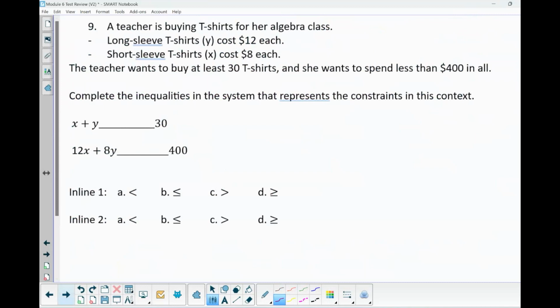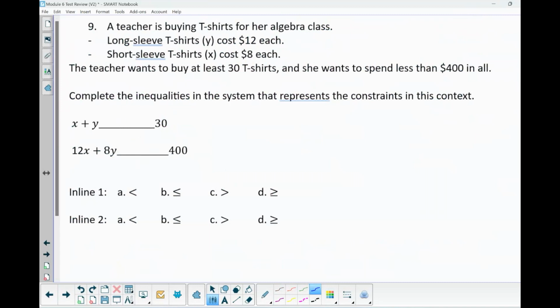And finally, number 9, a teacher is buying t-shirts for her algebra class. Long sleeve t-shirts Y cost $12 each. Short sleeve t-shirts X cost $8 each. The teacher wants to buy at least 30 t-shirts and wants to spend less than $400 in all. Complete the inequalities in the system that represent the constraints in this context. So they already built the problem for you. You just have to finish it off by finding the inequalities that are missing.